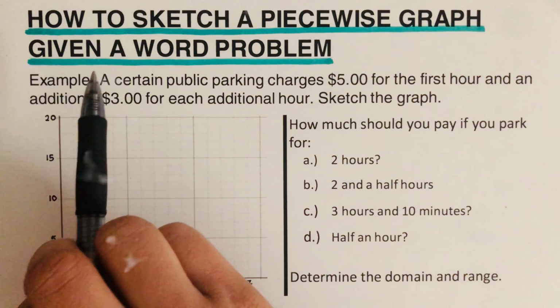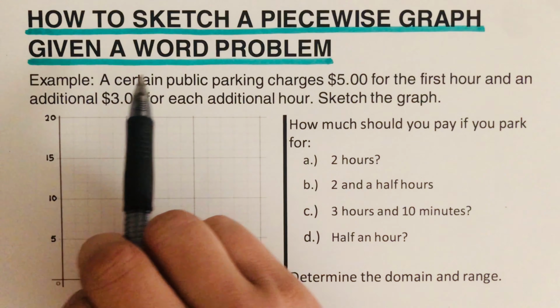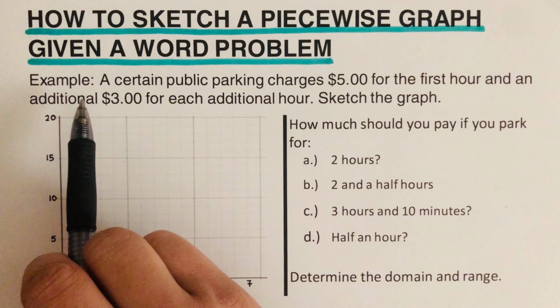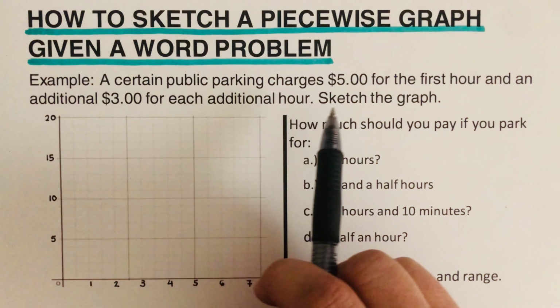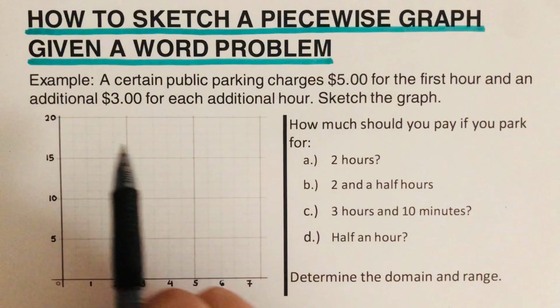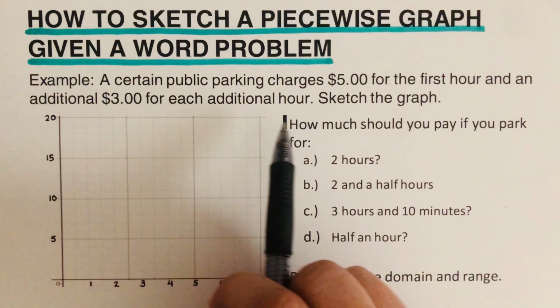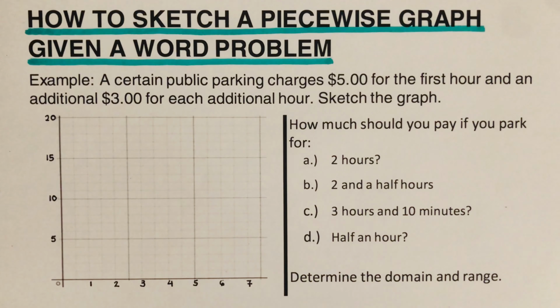Everyone, in this video we are going to sketch a piecewise graph given a word problem. Let's take this first example right here. A certain public parking charges $5 for the first hour and an additional $3 for each additional hour. Sketch the graph. Before we sketch the graph, I already have prepared this graph over here.